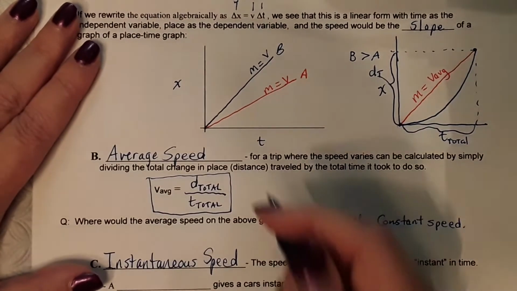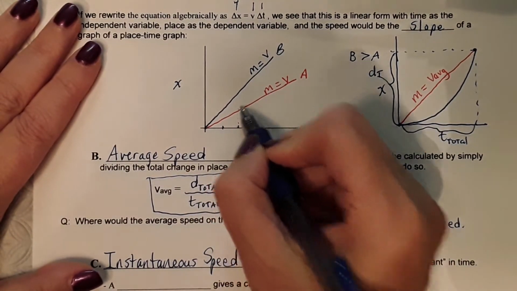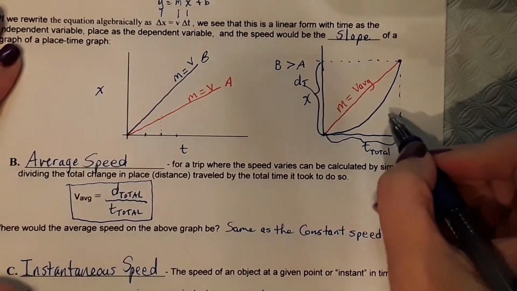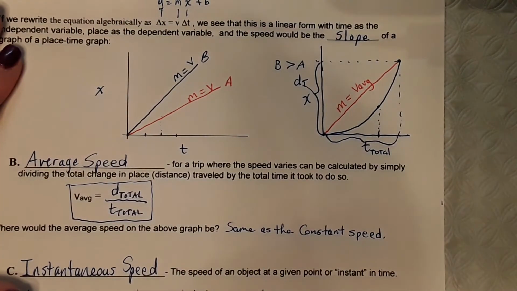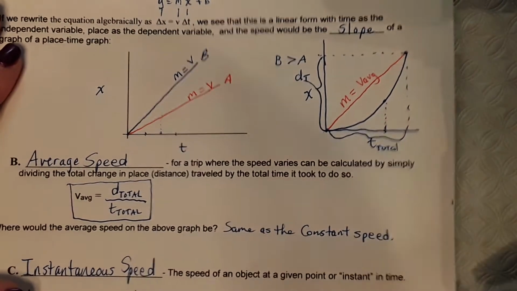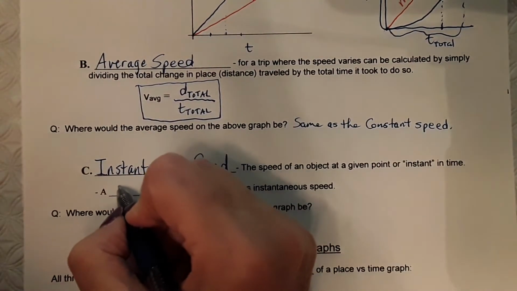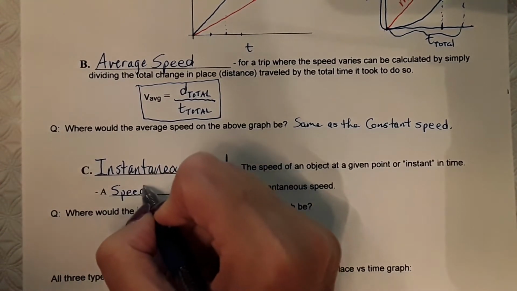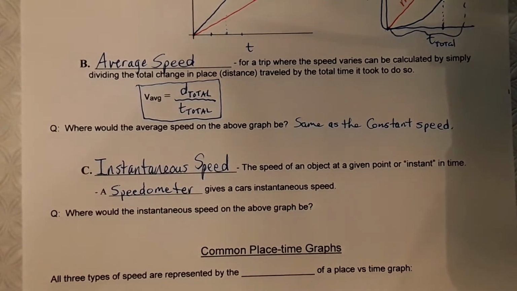So we could come up here and look at any given point in time, look at the slope at that point, or if it's the one on the curve, look at the slope of that point, and you get your instantaneous speed. Now, interestingly enough, in your car, your speedometer gives you your instantaneous speed because the instant you look at it, it shows you how fast you're going at that instant.